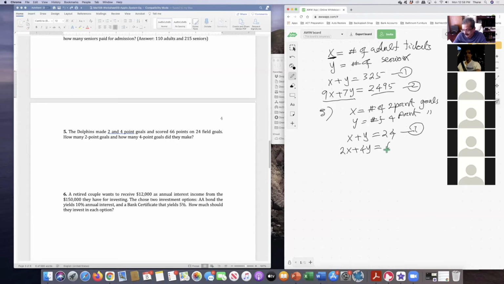Right. 2x is the total points earned from all the 2 point goals. X number of them are there. Each one earns 2 points. So total points earned from that will be 2x. Total points earned from all the Y number of 4 point goals will be 4y. The sum of those will be 66. If anybody is not following anything, feel free to interrupt and ask your question.